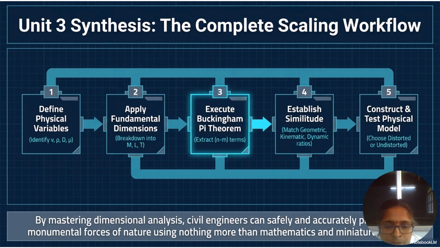And next, third step, we have to execute Buckingham's pi theorem, that is we have to identify the number of pi terms, n minus m terms, and establish similitude, that is whether geometric similarity, kinematic similarity, and dynamic similarity. And we can construct the test and physical model, whether distorted model or undistorted model. Undistorted model is, that is, LH is equal to LV, and in distorted model the LH is not equal to LV.